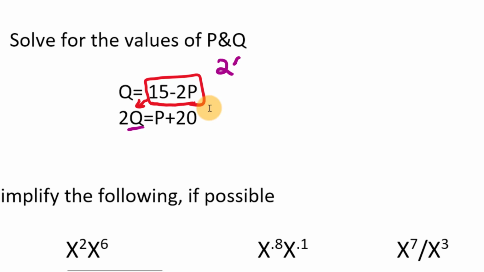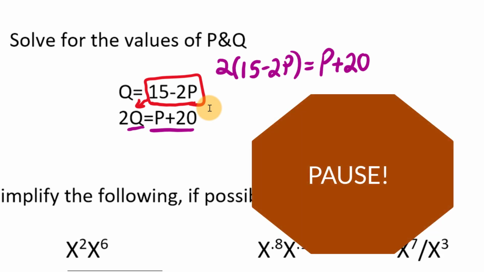2 times Q is equal to 15 minus 2P. And then set that equal to the P plus 20 there. All right, take a minute, pause the video, and see what you get for P. And then plug that back in and see what you get for Q.